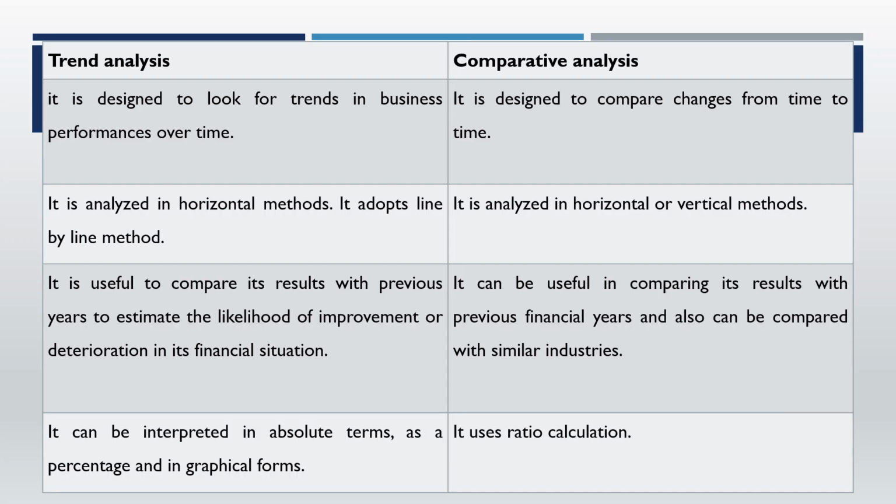Let's distinguish trend analysis and comparative analysis in more detail. As I mentioned earlier, trend analysis is designed to look for the trends in a business performance over time, whereas comparative analysis is designed to compare changes from time to time. Trend analysis is analyzed in the horizontal method. It adopts the line-by-line method, whereas the comparative analysis is analyzed in horizontal as well as vertical methods.